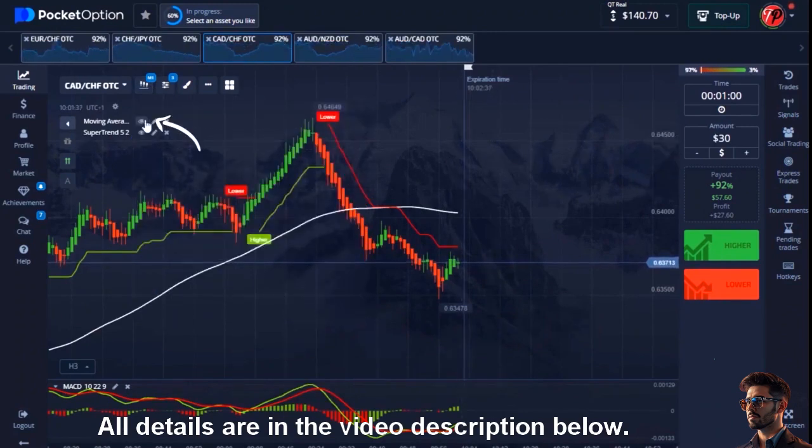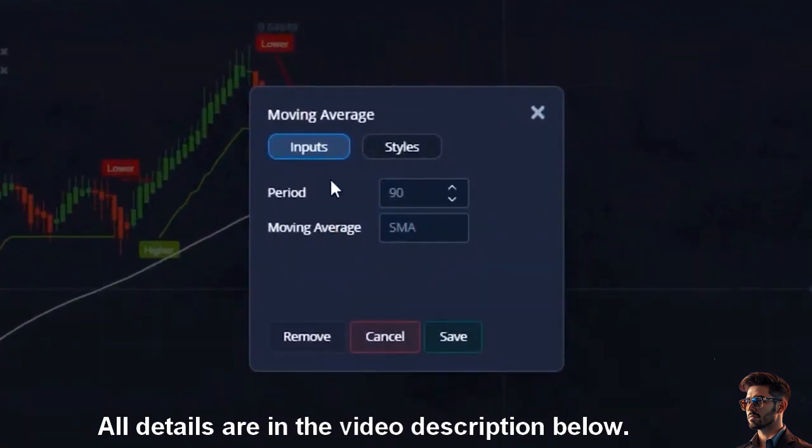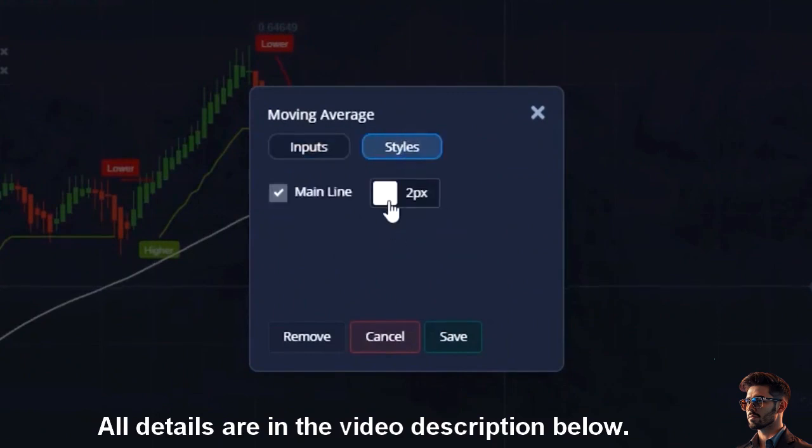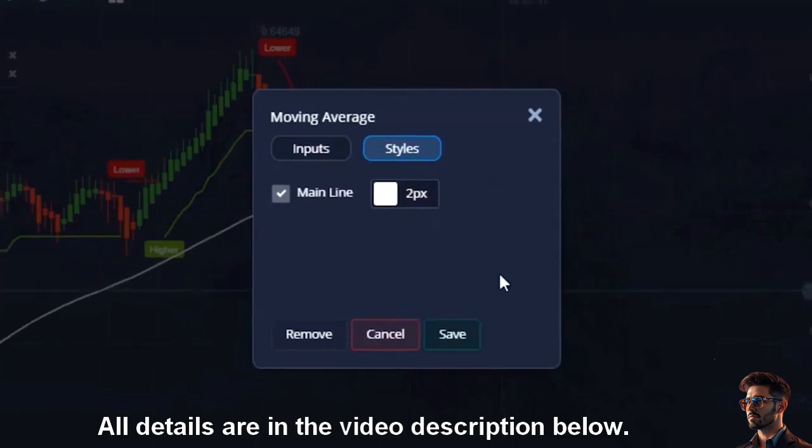So over here, this is the setup of each of the indicators. On the moving average, I use a period of 90. The moving average right here is SMA. On the Style part here, I make sure I use the white color, and of course I set my line to 2 pixels. So that's it. When you're done, you hit save.